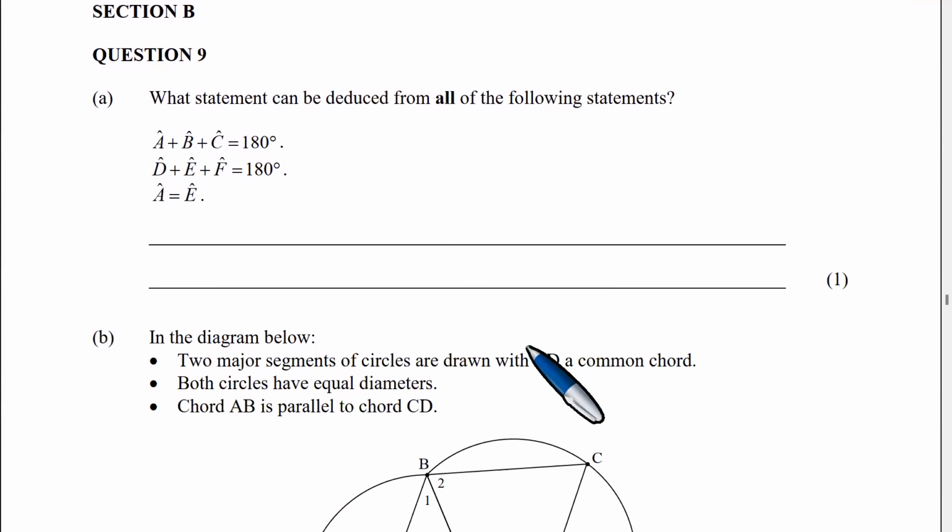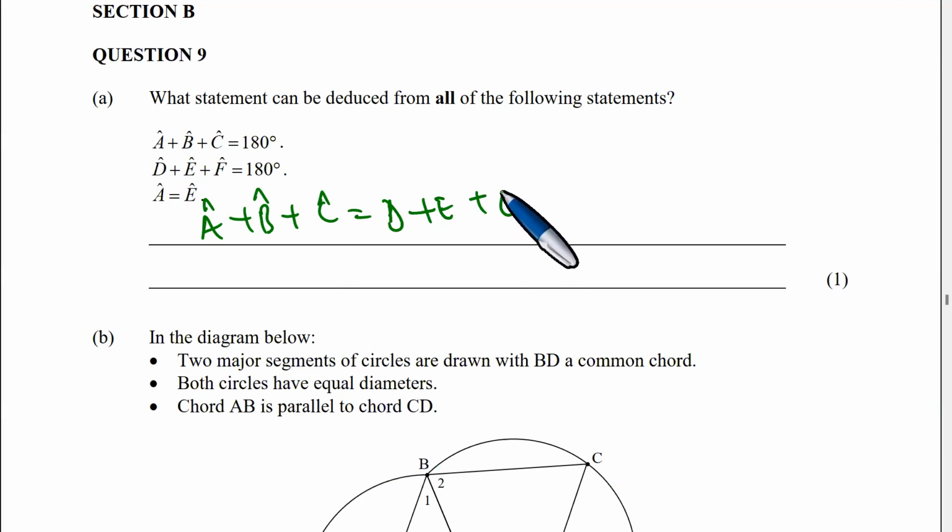Let's proceed quickly. Section B: what statement can be deduced from the following statements? A plus B plus C is 180 degrees, D plus E plus F is 180 degrees, A equals E. What can we deduce? First things first, it's obvious: if these are both 180 degrees, you can say that angle A plus angle B plus angle C is 180, but it is equal to D plus E plus F. So these two are equal. Then you have A equals E.